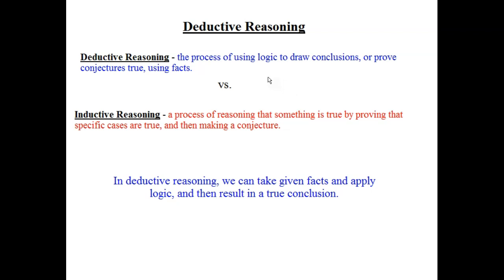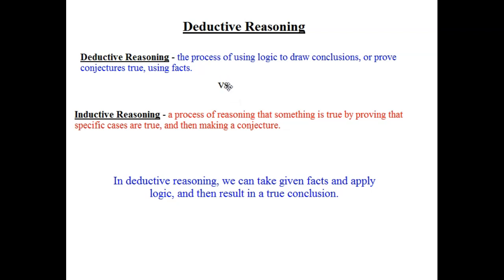Today we are going to be learning about deductive reasoning. Deductive reasoning is the process of using logic to draw conclusions or prove conjectures true using facts. Deductive reasoning is the main type of reasoning we use in geometry.